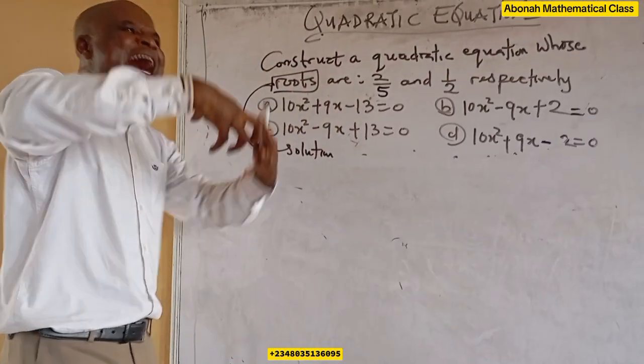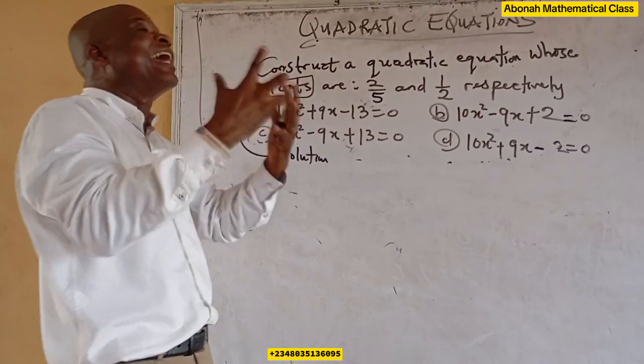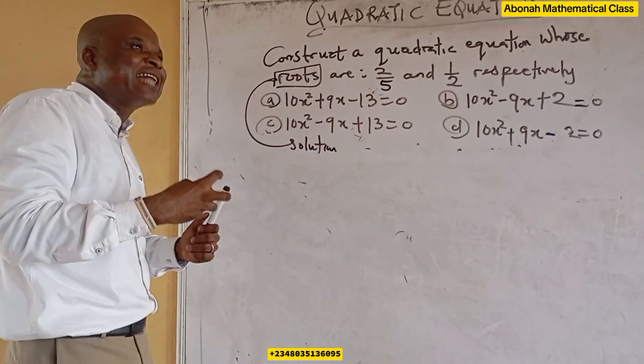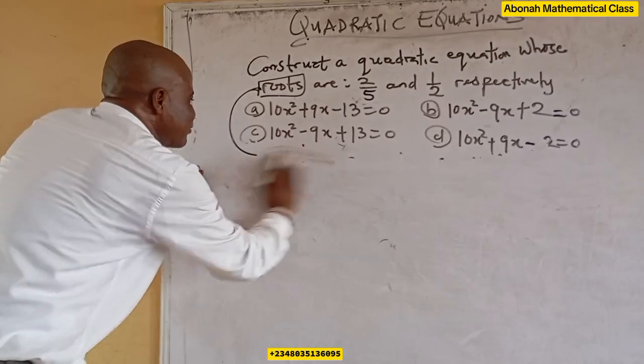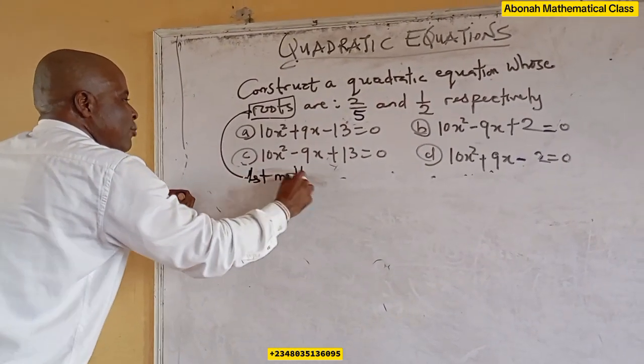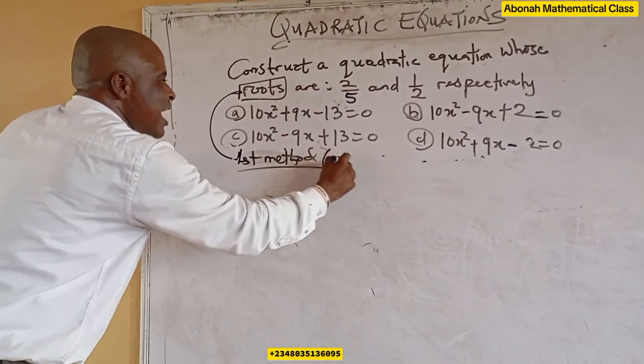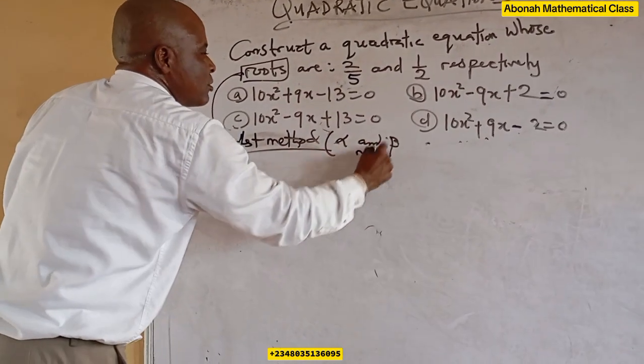Number 3, by the grace of God with all humility, I generated that on my own. I call that my method. The first method now. I'm going to use 3 methods. I call it alpha and beta method.